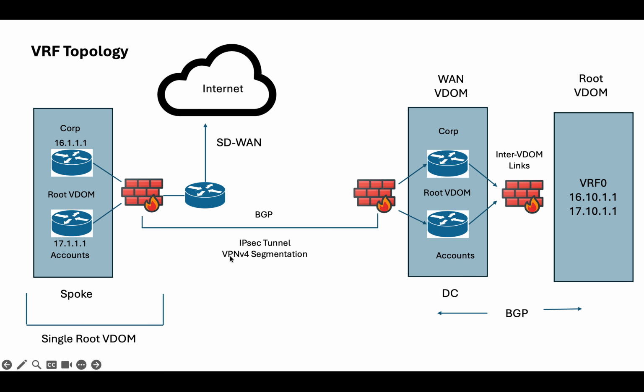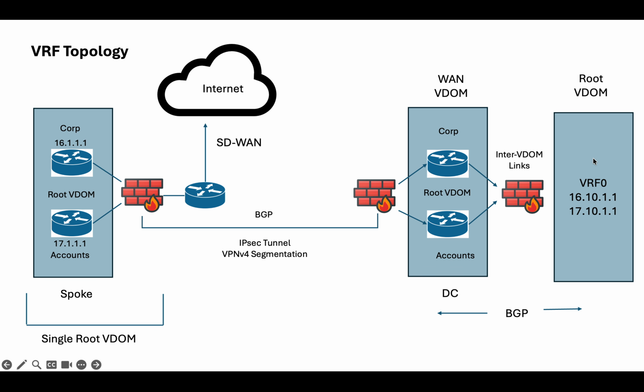We're using VPN-v4 segmentation. The various VRF traffic is kept unique over that IPsec tunnel using route distinguishers, as you would in MPLS. So corp traffic gets placed in the corp VRF on this side, and the accounts traffic from this side gets placed into the accounts VRF on this side. All right. So this side hasn't actually changed, and then what I had is a root VDOM where these two entities could then access shared resources, so shared corporate resources within the root VDOM.